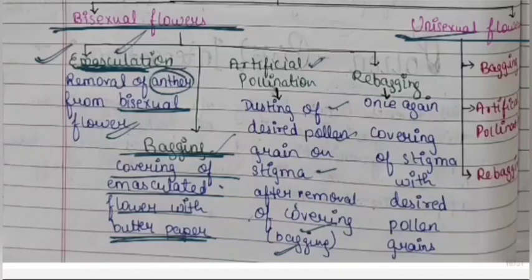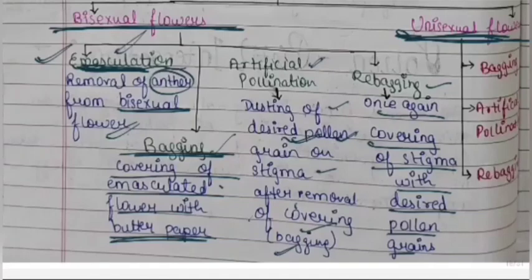Now if we come to unisexual flowers, as we all know there is only one kind of reproductive part in unisexual flowers, so there is no need of emasculation. We just need to do the bagging and then artificial pollination and rebagging in a similar manner as with the bisexual flowers.